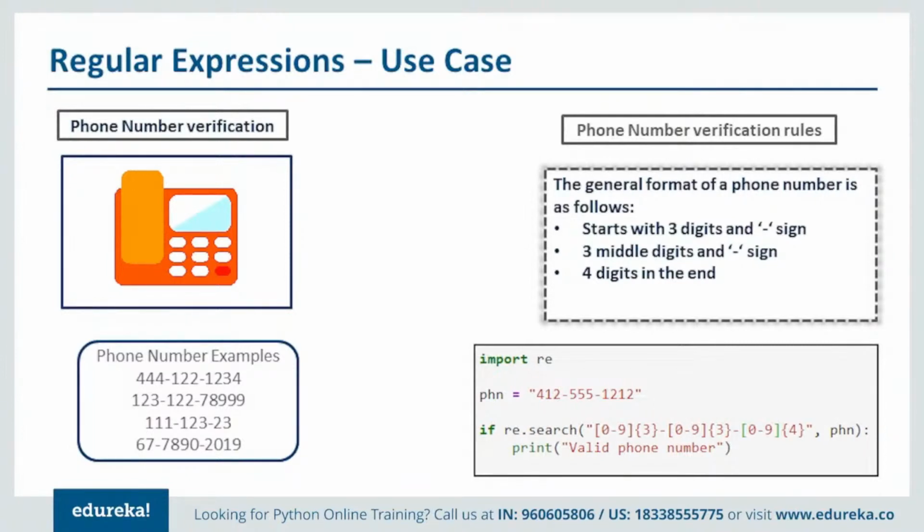You can see that we are using the particular range here, 0 to 9, so numbers can be 0 to 9. Then we go for exactly 3 numbers. Then again 0 to 9, and again exactly 3 digits. And then again 0 to 9, and then 4 digits there. So this is how we can search for a particular number.